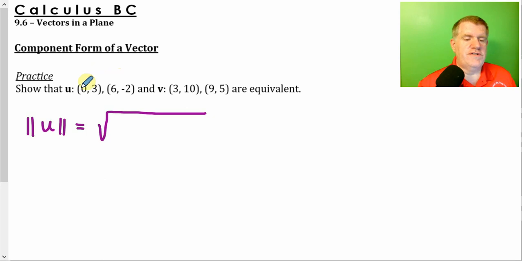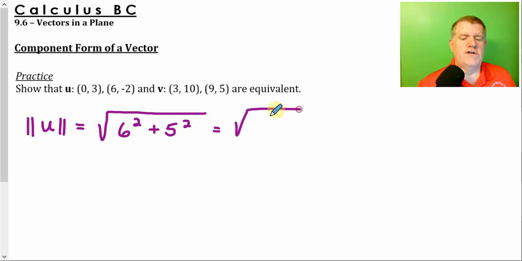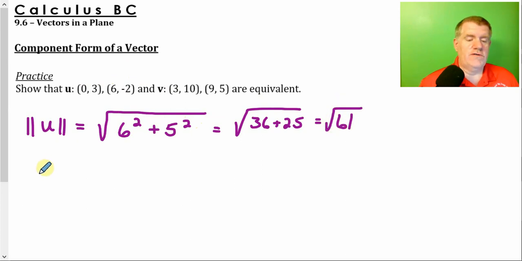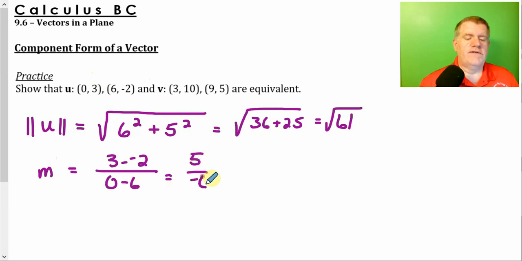So what's the distance between 0 and 6? Well, it's 6. And what's the distance between 3 and negative 2? 3 minus negative 2 is 5. This gives us the square root of 36 plus 25, which would be the square root of 61. All right. And the direction, which really would just be the slope of u, would equal 3 minus negative 2 over 0 minus 6. So we get 5 over negative 6.